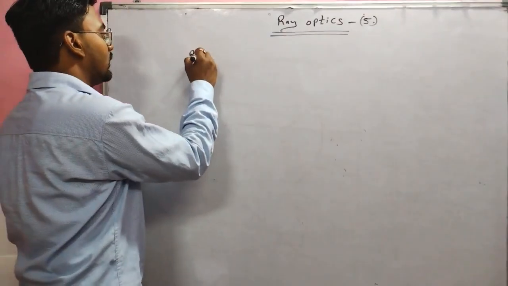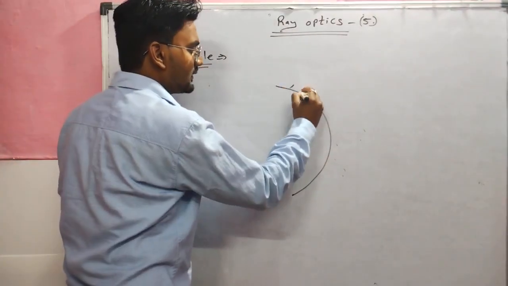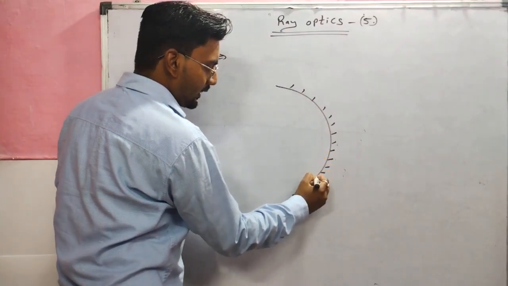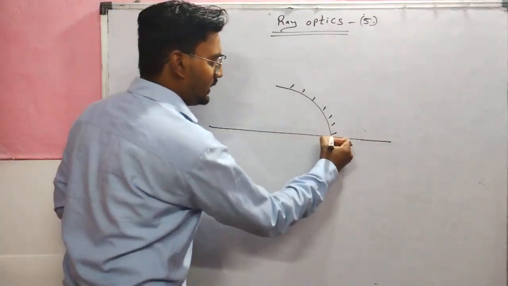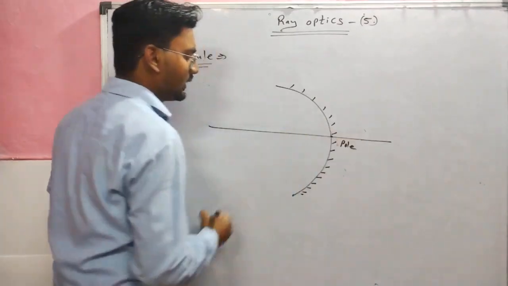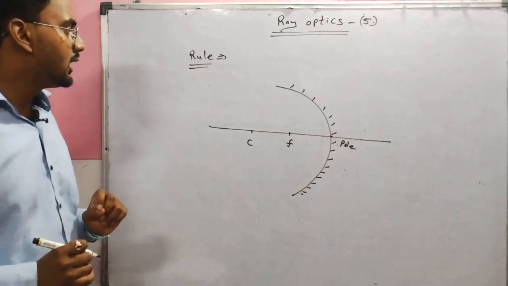So first of all we are going to take our concave mirror, and this is our concave mirror, and we know this is our principal axis, and this point is called pole. Okay, and here is focus and here is center of curvature.